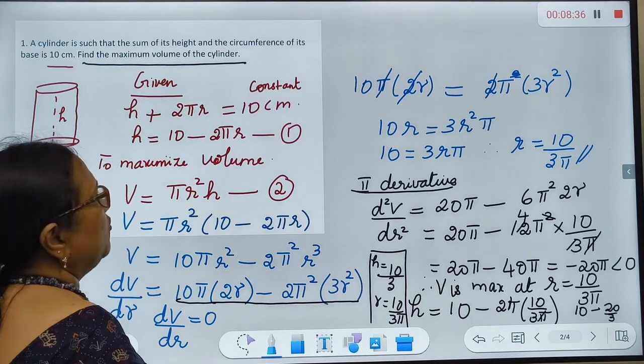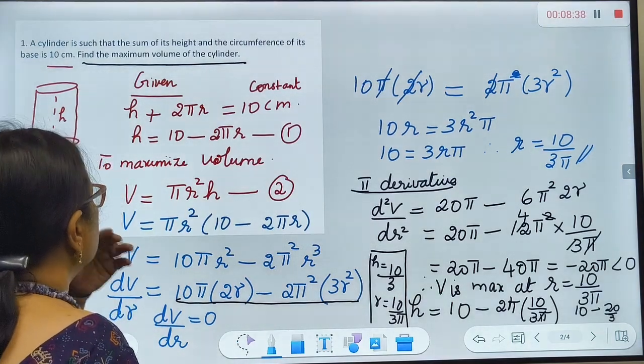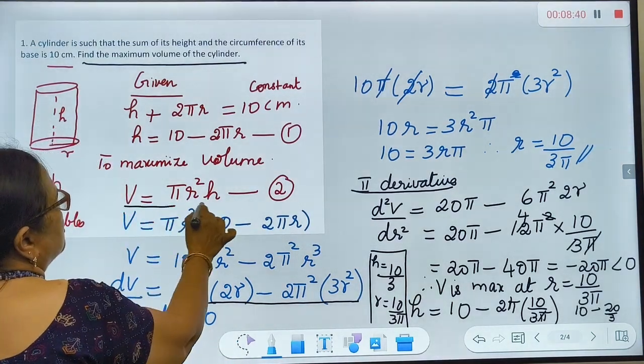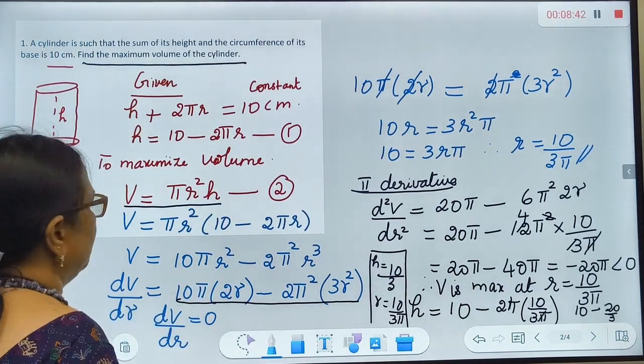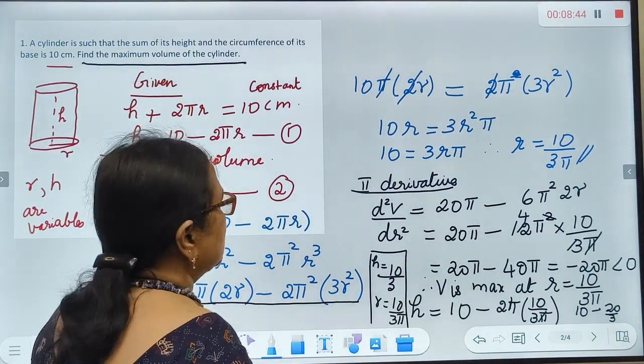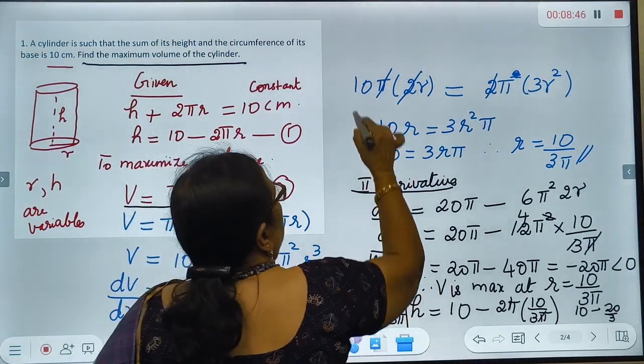So what is the maximum volume? Volume is what? Pi r square h. So what will the maximum volume be?